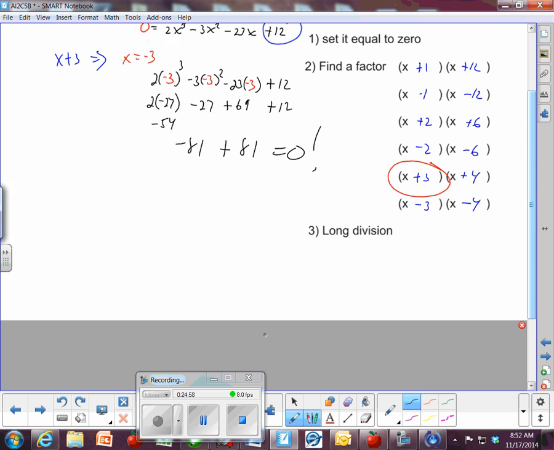Uh-oh, we know a factor. Woohoo! Well, at this point, here's what some students try to do. They say, hey, I like the factor theorem. It's cool. I'm just going to keep trying the rest of these factors to find any more factors. Well, if you do that and none of these are factors, now you've just wasted all that time. So you don't want to do that. So the next step is, now that you found a factor, use long division.